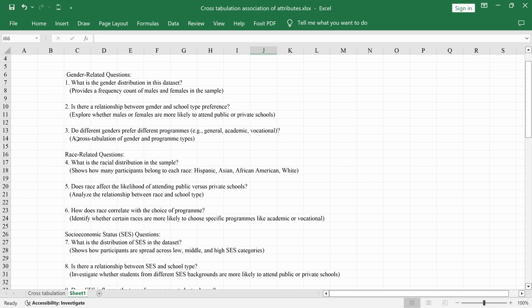For example, look at the third question: do different genders prefer different programs? There are male and female genders, right? Do they prefer different programs or not? We need to find that out, so we need to do the cross tabulation analysis.